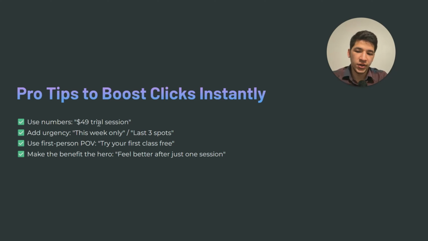Pro tips to boost your clicks right away with your descriptions. Use numbers. $49 trial session. Numbers are great for descriptions. It really catches their eye out of boring text. Add urgency. This week only, last 3 spots. This is some urgency, as we talked about before.